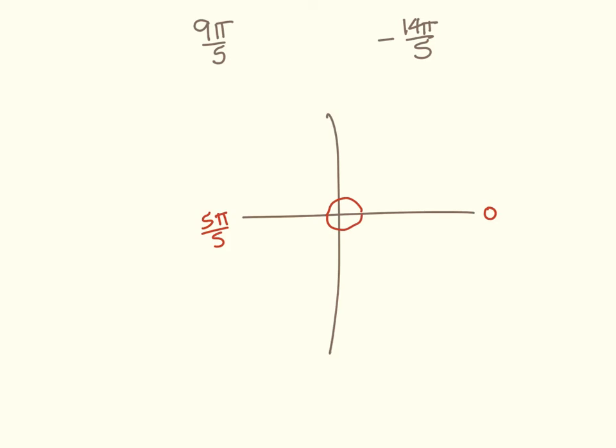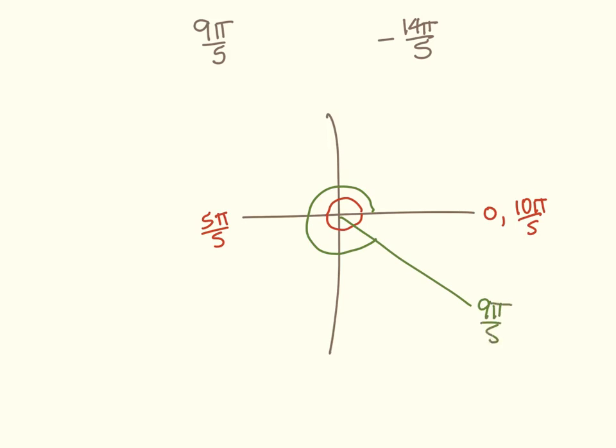If you go another half circle, 5 plus 5, that makes 10 pi over 5. Remember, a full circle should be 2 pi. So it should make sense that 5 times 2 is 10, 10 pi over 5. So to graph this 9 pi over 5, 9 is 1/5 short of 10. So it's going to come around and be 1/5 short of your full circle.